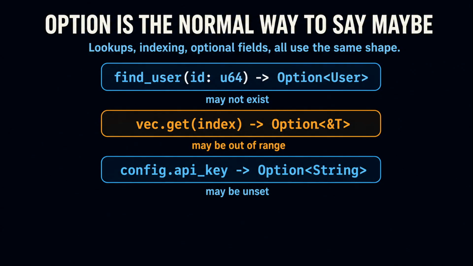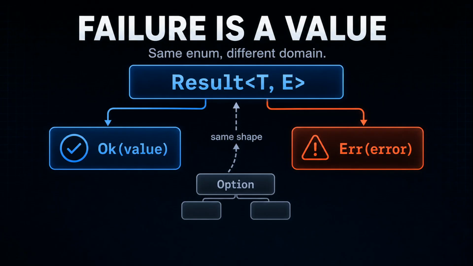You match on it, you use map, or you bubble it out with the question mark. Once Option clicks, Result is almost obvious. Two variants: Ok, which contains the success value, and Err, which contains the error. Same shape as Option, different domain entirely.